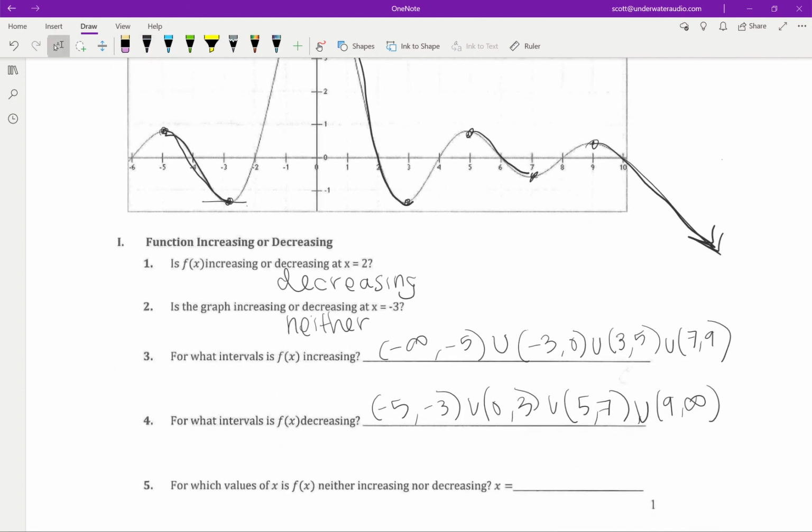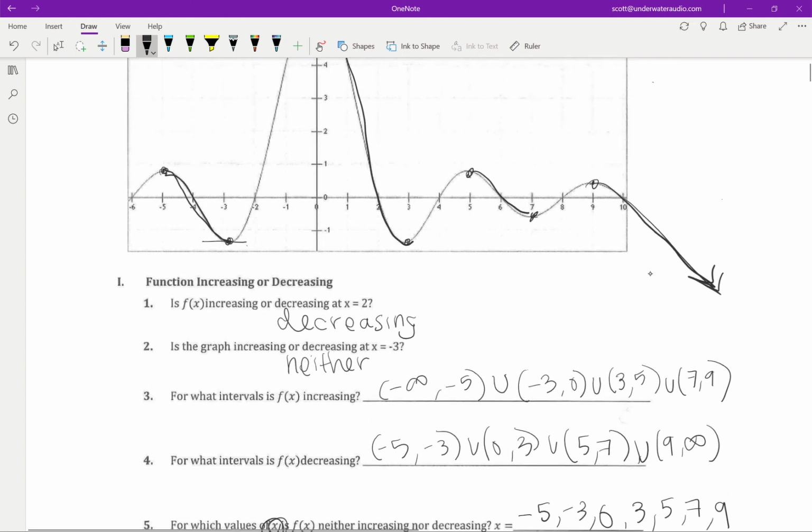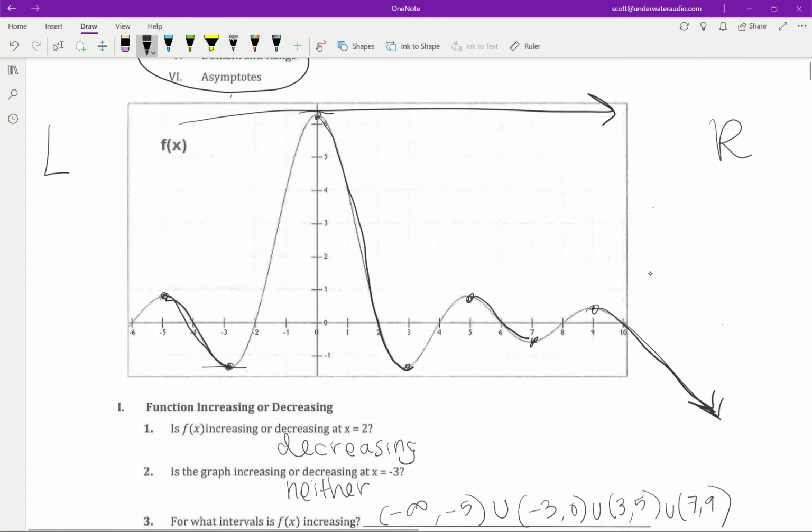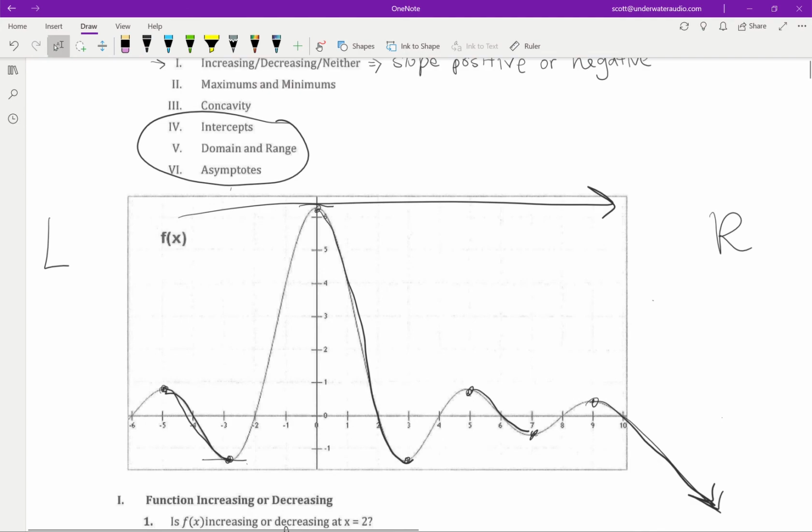Again, we are for sure going to use x values, especially because it says for what values of x. Negative 5, negative 3, and then 0 was one, even though it's off the screen. 3, 5, 7, and 9. Okay, let's pause here and take a moment if you need to ask questions on the discussion board.